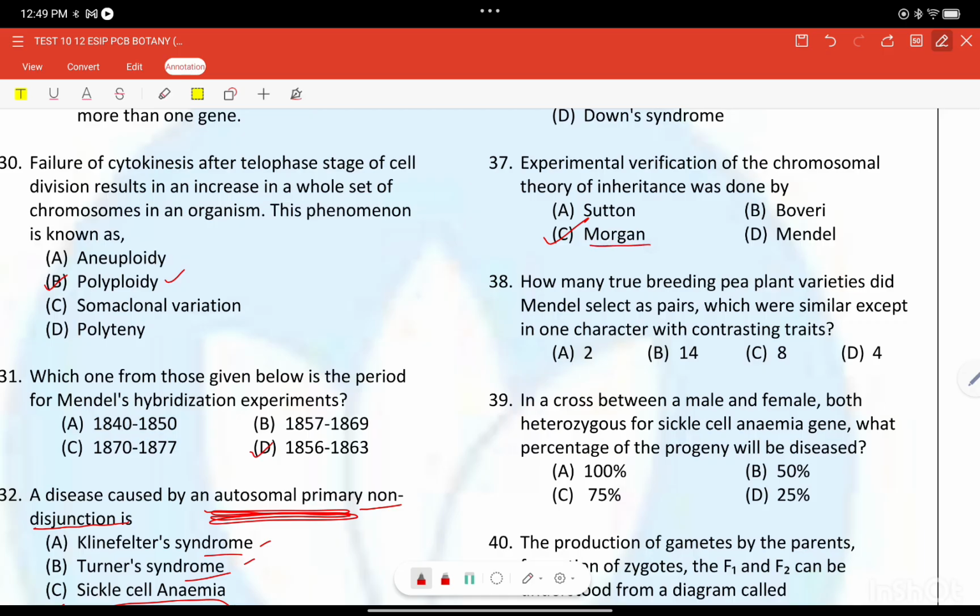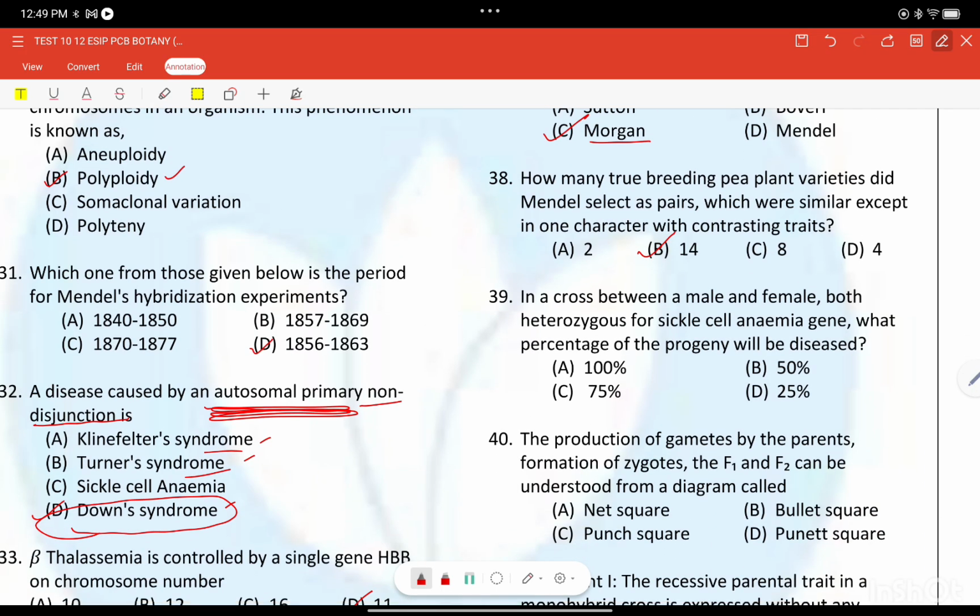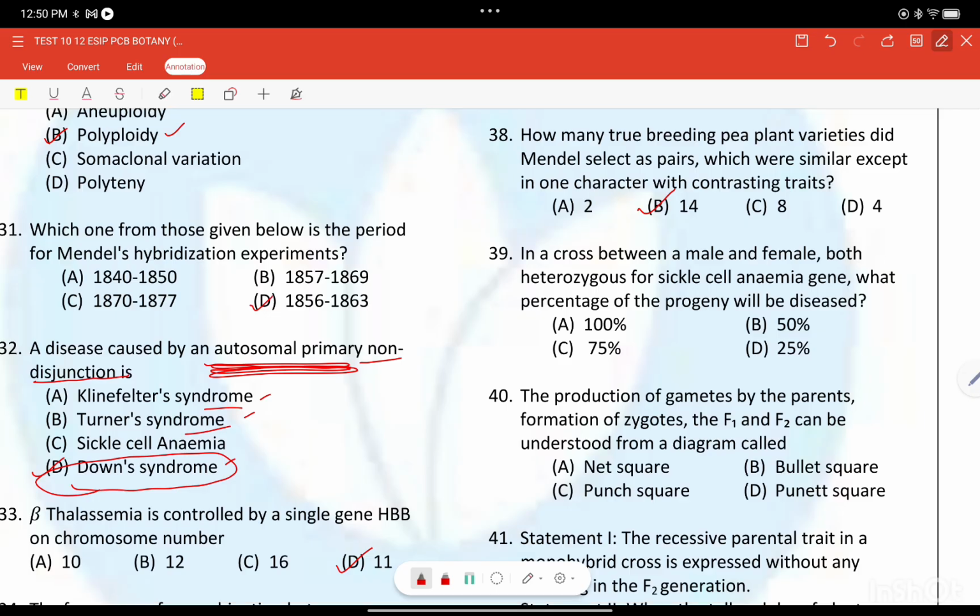So next question is, how many true breeding pea plant varieties did Mendel select as pairs? So answer is 14. How many pairs of characters are considered? Then answer is 7. How many total varieties are considered? 14. In a cross between male and female, both heterozygous for sickle cell anemia gene, what percentage of progeny will be diseased? So sickle cell anemia is an autosomal recessive disorder. Capital A, small a, heterozygous condition. Capital A capital A, capital A small a, capital A small a, small a small a. So answer for diseased is 25%.